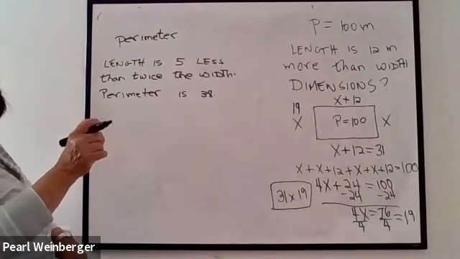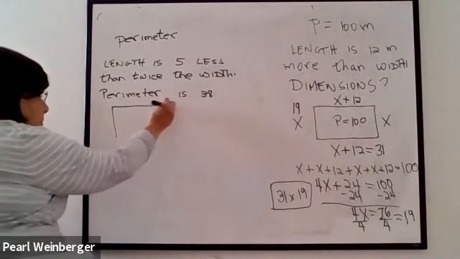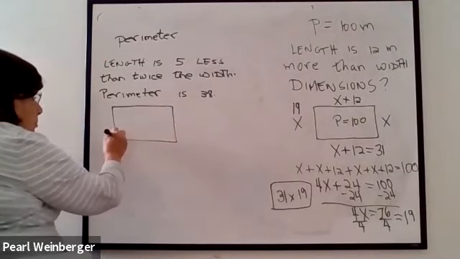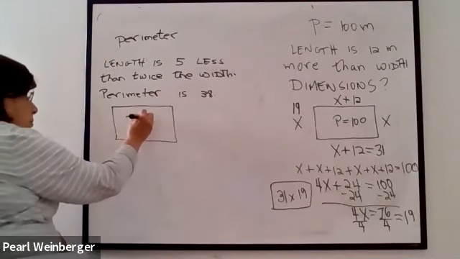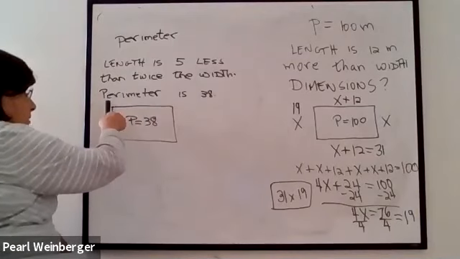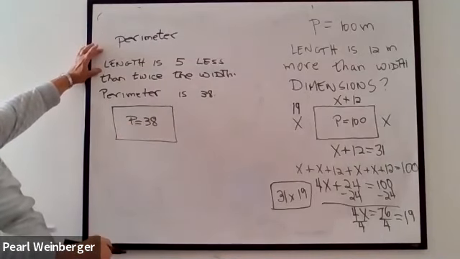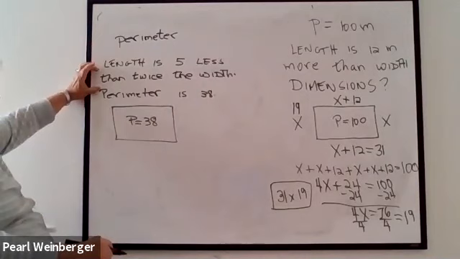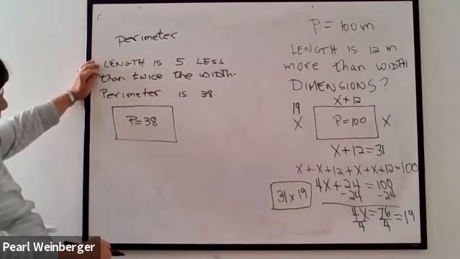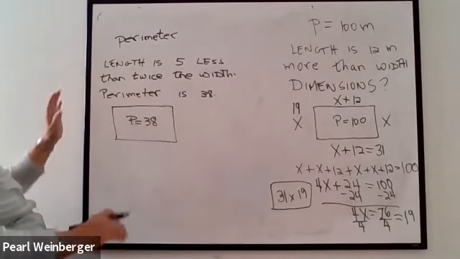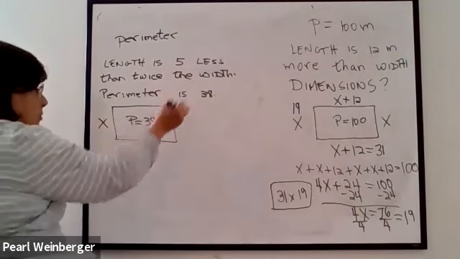So let's try and do this together. Again, we're talking about a rectangle. So here's my rectangle. And we know that the perimeter of this rectangle is 38. That we know, because that's the last thing we were told. They're also giving me information about what the length is in terms of the width. We're told that the length is 5 less than twice the width. So let's call our width x. We're going to call this our x.